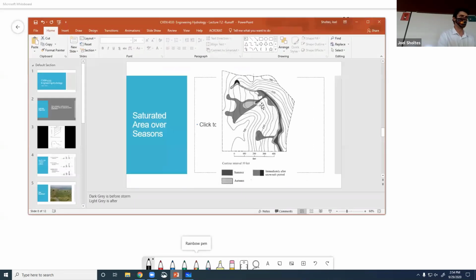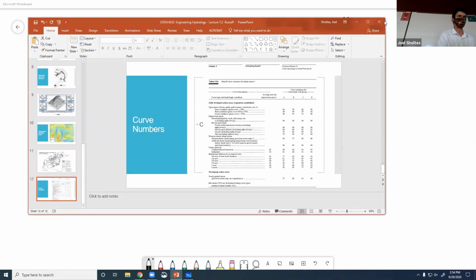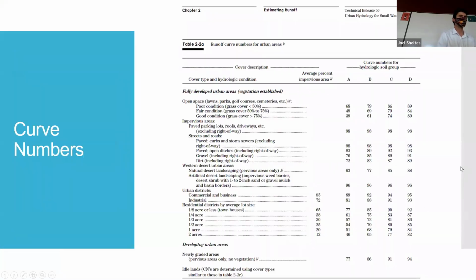Let's look at a quick table of curve numbers. We'll be exploring these a lot more as we go. Here's the table, from the TR55 Urban Hydrology for Small Watersheds. You can say, okay, I've got open space, I've got impervious areas, I've got desert areas, urban districts, and you can identify a curve number based on the hydrologic soil group. We introduced these last week. A has the highest infiltration capacity. D is going to be more clay and have less infiltration capacity. So depending on the land cover and the soil type, we have different curve numbers.